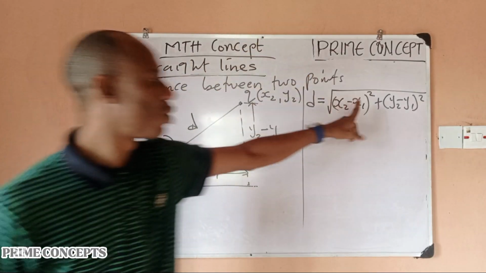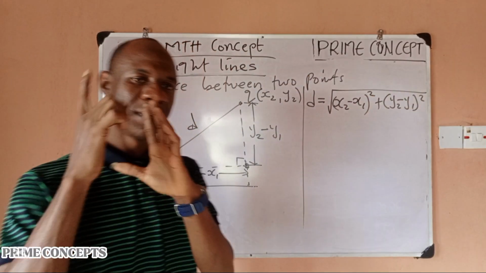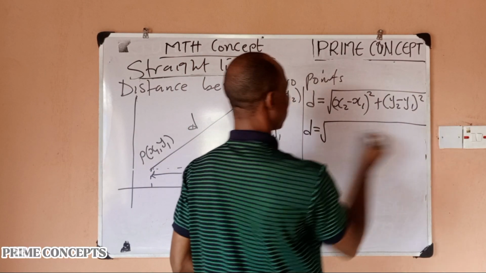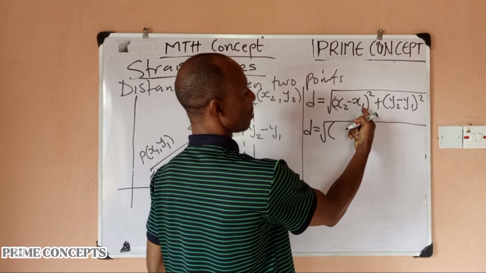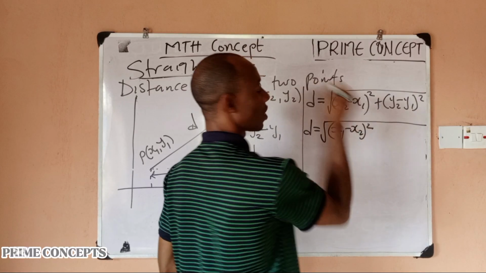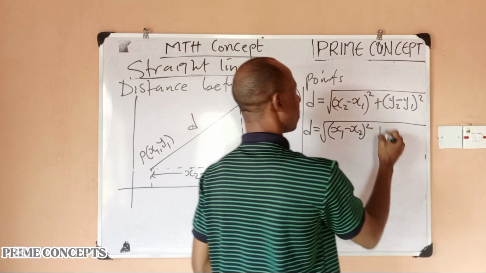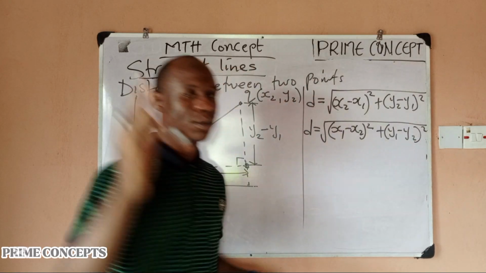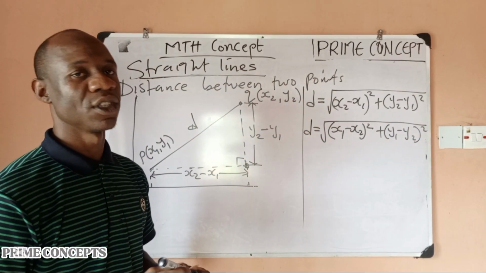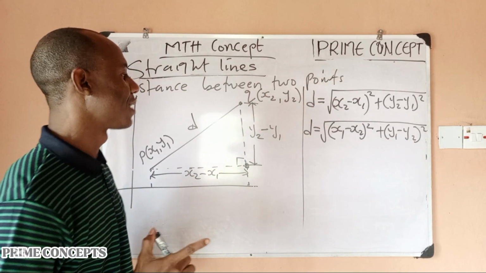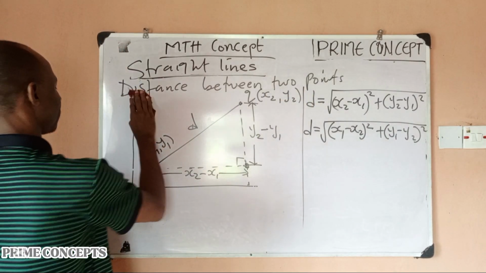Now notice that what you have here is a square, so it simply means that you can still write this formula like this and you would be correct. Instead of saying X2 minus X1, you can say X1 minus X2 all squared, because of the square, you will still be correct, plus Y1 minus Y2 all squared. You will still be correct because of the square. So you can use any of these formulas to find the distance between 2 points of a straight line.